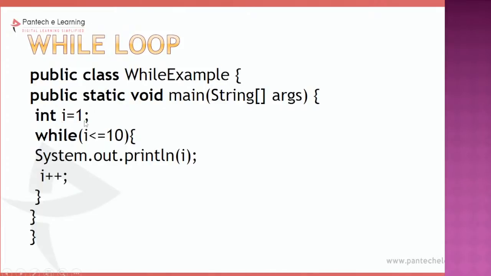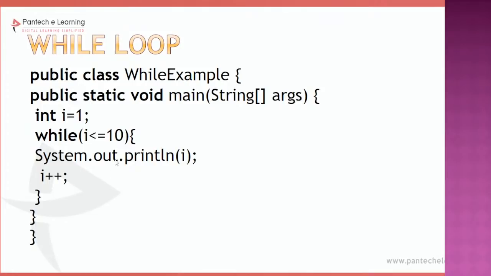The first step is the initialization of a variable. I have to initialize this variable, and then the while keyword is used for checking some condition. In the case of a for loop, the initialization, the condition and the incrementation all happen in a single step, whereas in a while loop everything happens in separate lines. I am checking for a condition, while i is less than or equal to 10, printing the i value at the output, and then incrementing the i value. Then I am closing this while loop, the main method and the WhileExample class.